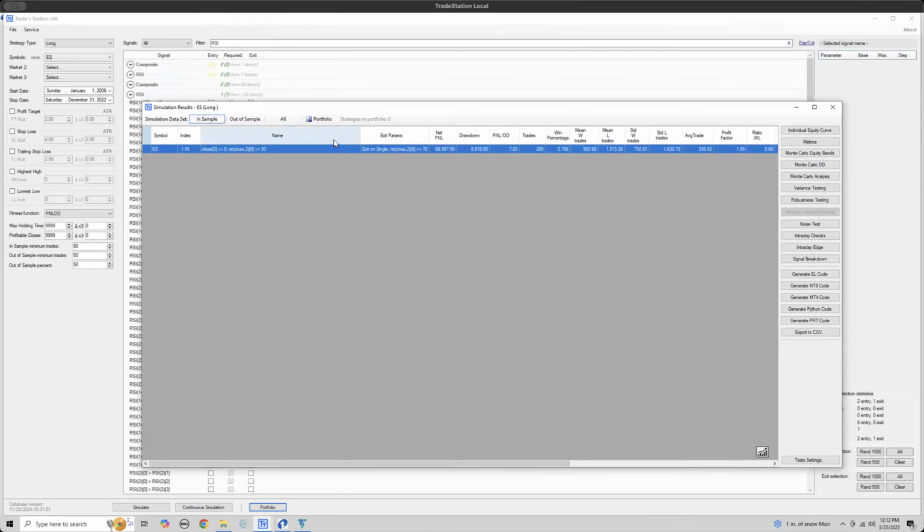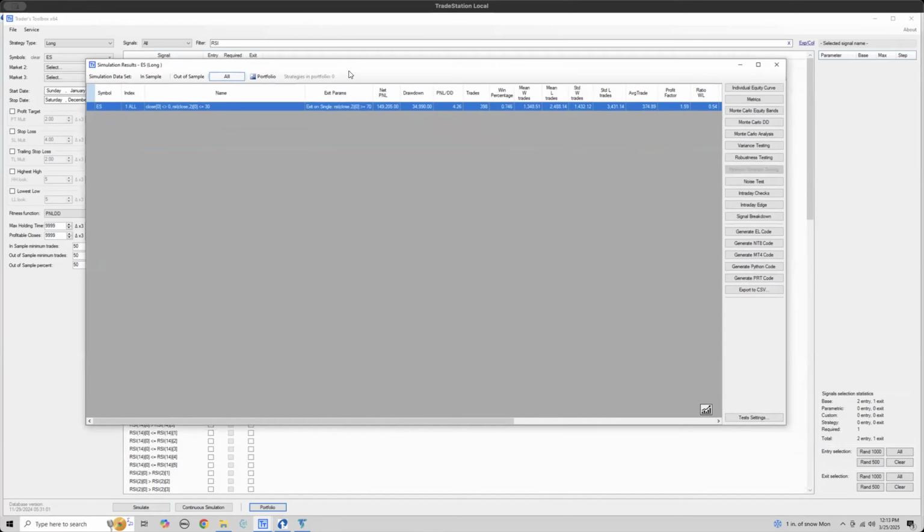And we can see here at the top, we have the in sample, out of sample, and all. I'm going to go to all. And what this is showing is the performance for the in sample and out of sample. Before we look at the equity curve, I do want to highlight over here, the name of the strategy is actually the entry signal. And we can see what this is. I know it's hard to see.